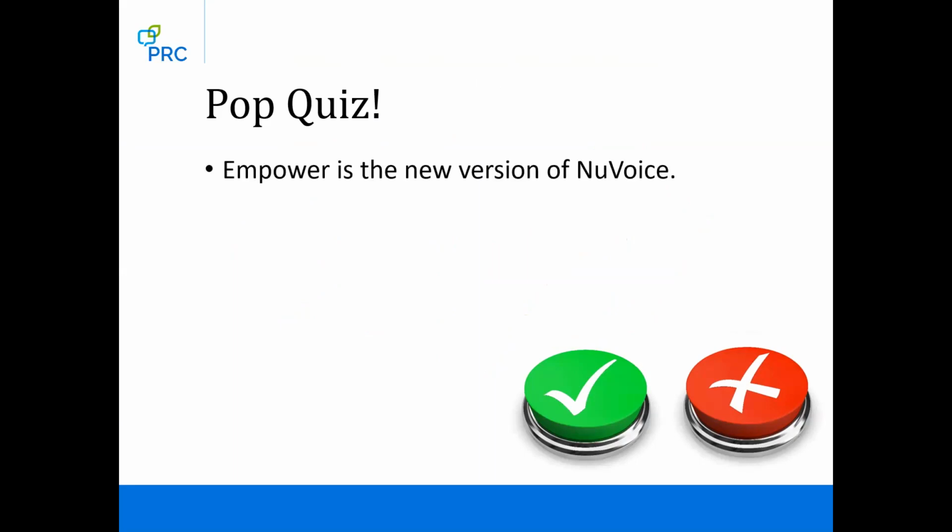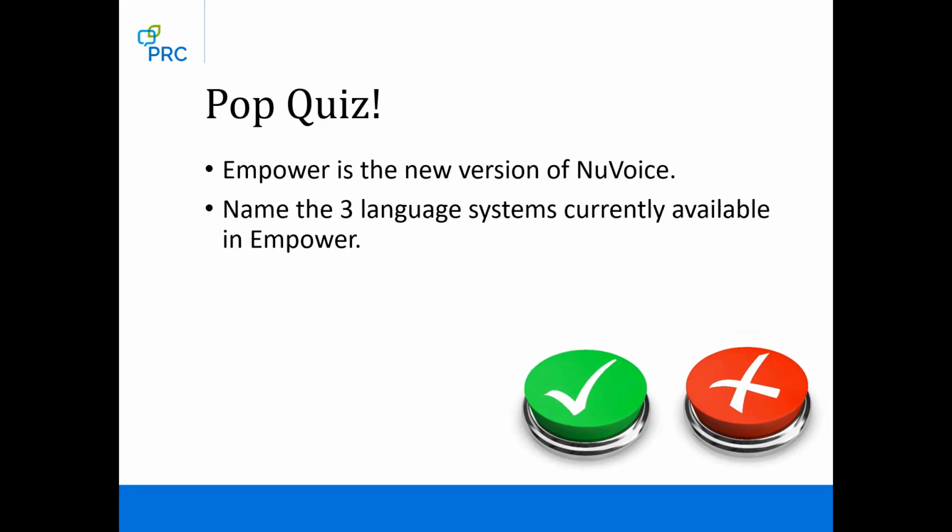Here's a pop quiz. Empower is a new version of New Voice. Yes or no? That should be a yes. You hopefully see the green check button bounce. Name the 3 language systems currently available in Empower. For those of you who remember, it's Unity, all of Unity from 4 to 84 locations. We also have LAMP Words for Life, and then we also have LAMP Words for Life VI version. Those are the 3 language systems currently available in Empower.